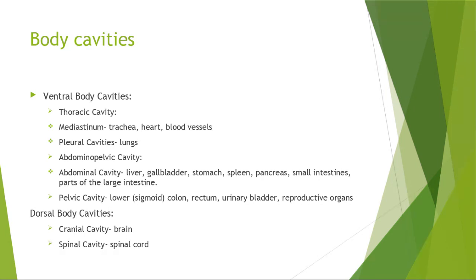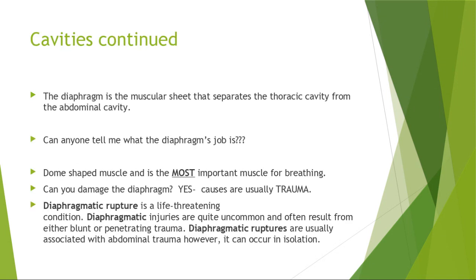Again, the dorsal body cavities are the cranial cavity, the brain, and the spinal cavity, which is the spinal cord. I bring up the diaphragm only because the illustration showed it, and the diaphragm is this muscular sheet that separates the thoracic cavity from the abdominal cavity. Diaphragm is very important. If you don't know its job, it helps us breathe. It is a dome-shaped muscle, and it's one of the most important muscles for breathing.